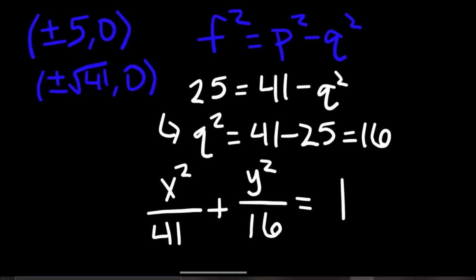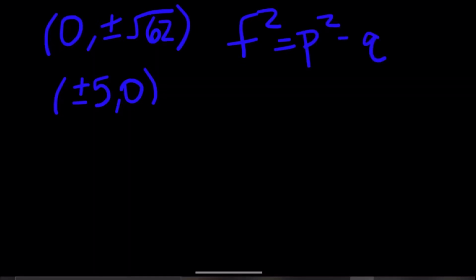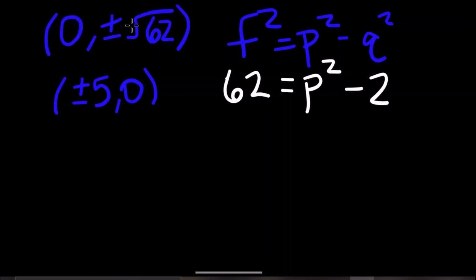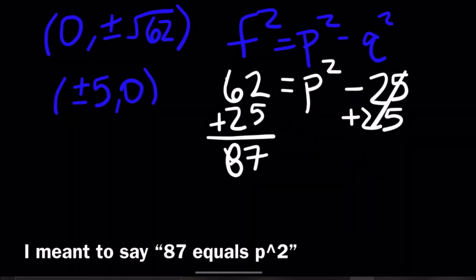The next problem that we have will be 0, plus or minus the square root of 62, and plus or minus 5, 0 as the vertices, and the foci are located at the top. F squared equals p squared minus q squared can be used here, where 62 is f squared and it equals p squared minus 25, since 5 is q and not p, because it's on the minor axis. To isolate p, we add 25 to both sides of the equation, which gets us 87 equals p squared.